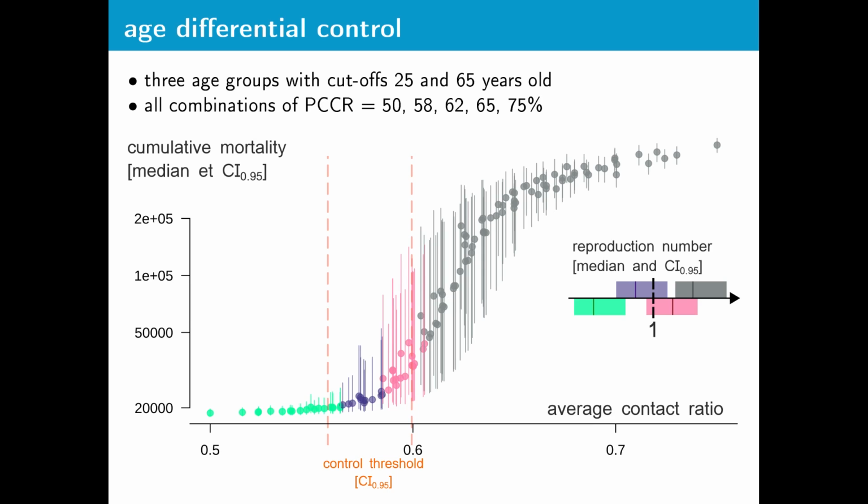Simulating the course of the epidemic after lockdown lifting till the end of the civil year, using several controls for 3 age groups, less than 25 years old, between 25 and 65, and above 65 years old, and several control intensities, we show that the cumulative mortality is very well explained by the demographic average PCCR, which means that apparently, under the proportionate mixing assumption, there is no great leverage of using age differential control to reduce the course of the epidemic.